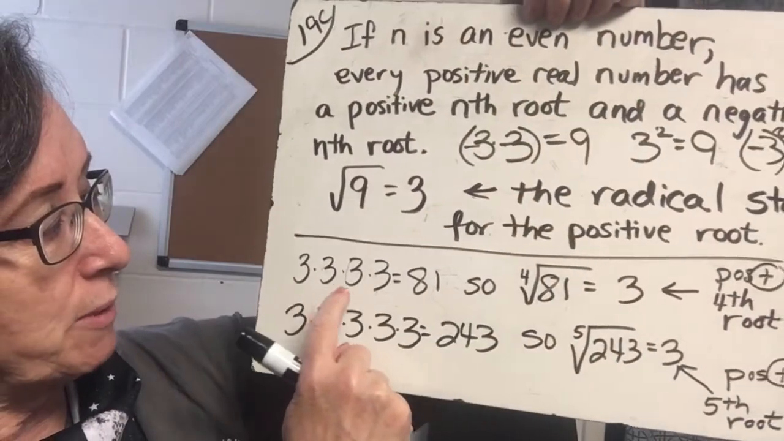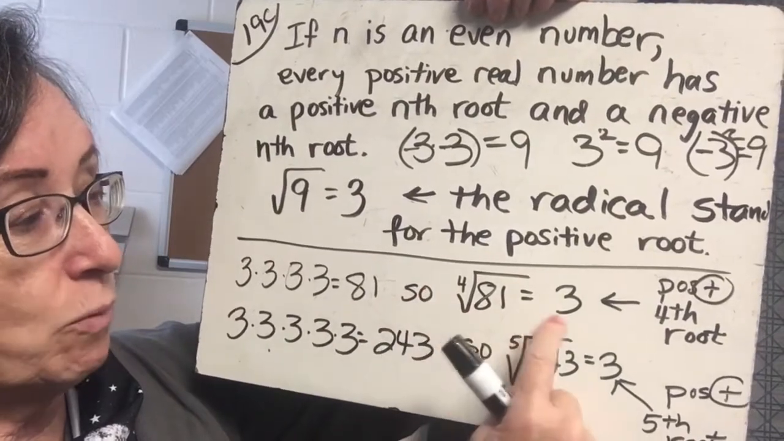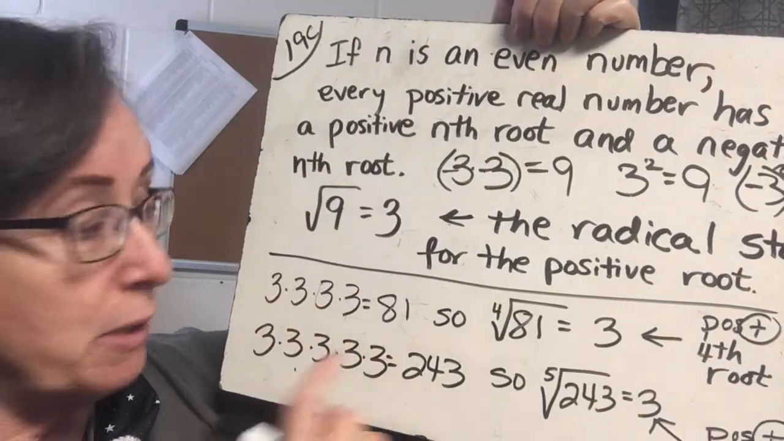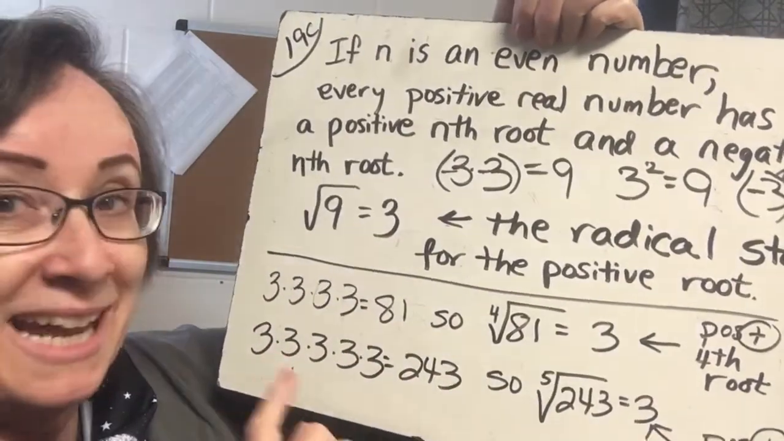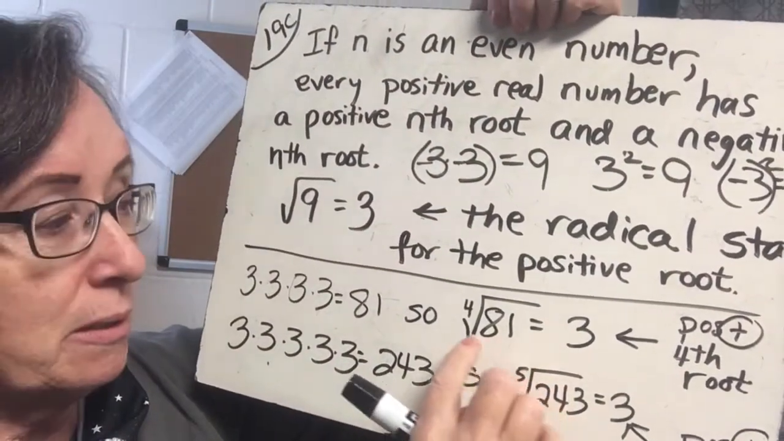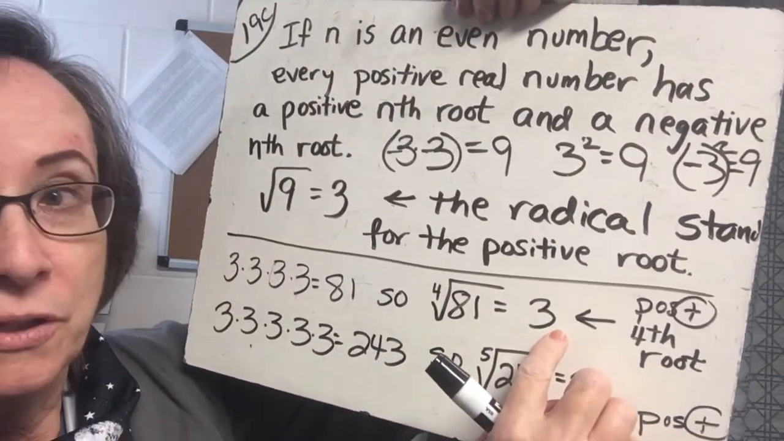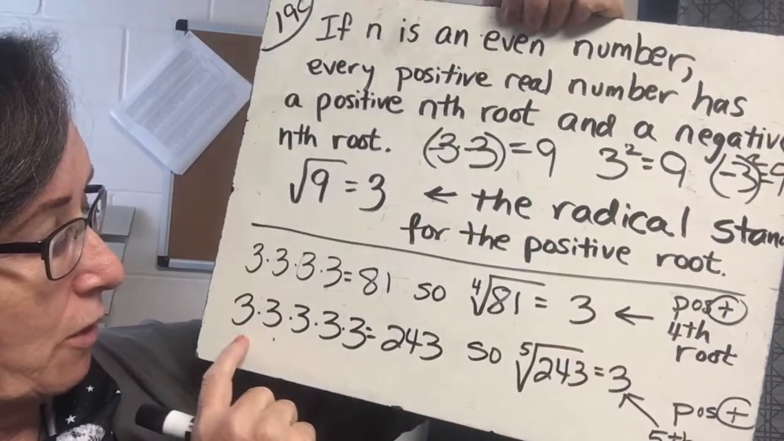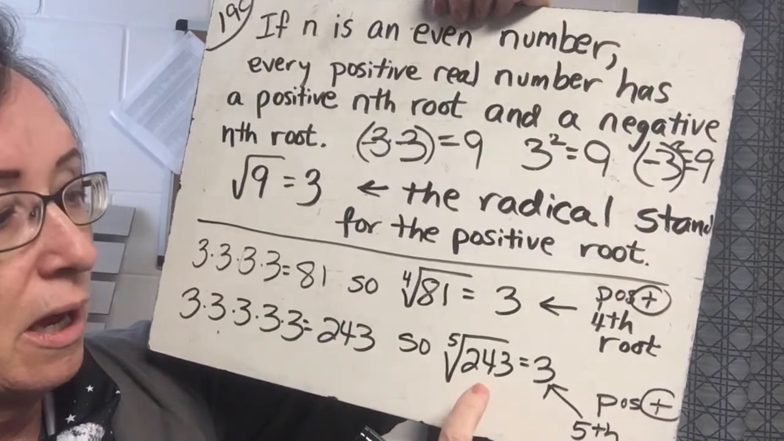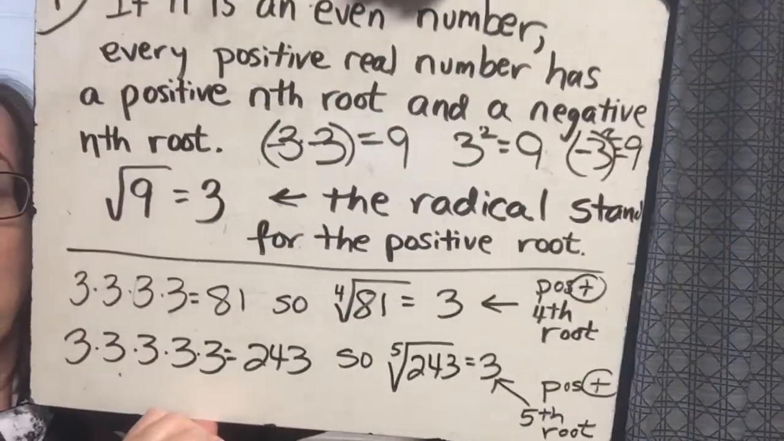So here we have 3 times 3 times 3 times 3, or 3 to the 4th, is 81. Therefore, the fourth root of 81 is 3. Now, true, if you did negative 3 to the 4th power, you would also get 81. So negative 3 is also a fourth root of 81, but we are going to use this radical symbol to always mean the positive of the two roots. So here we have 3 to the 5th power is 243. So the 5th root of 243 is 3, which is the positive 5th root. Okay, so there's your board.